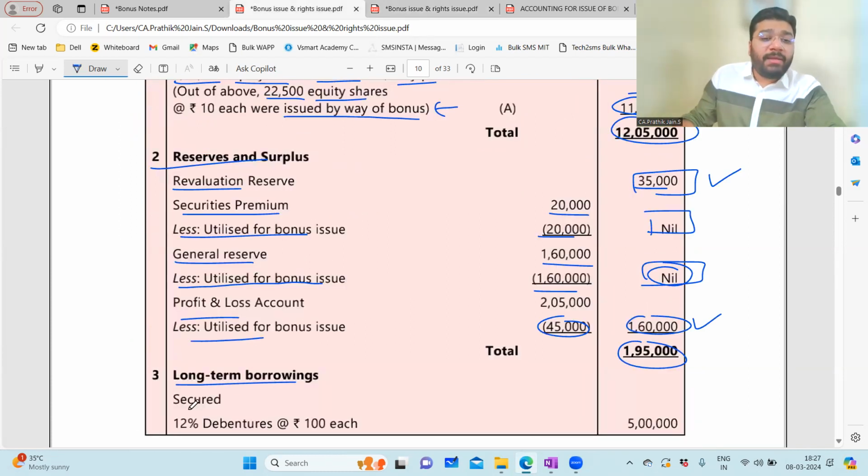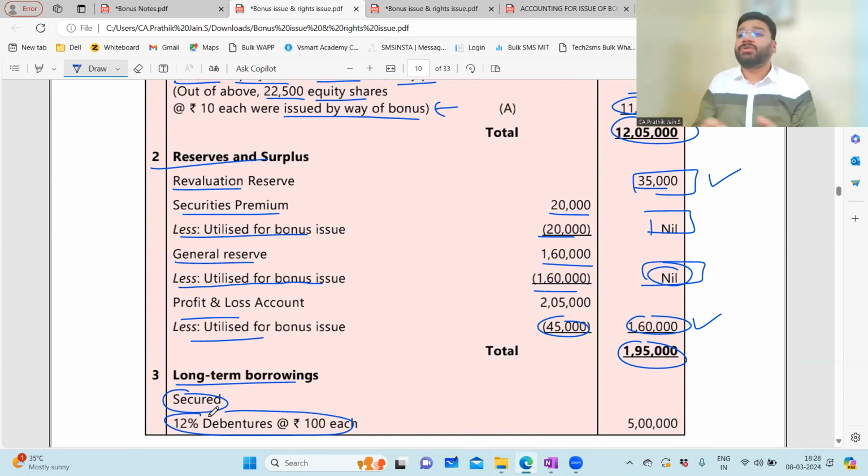So in long-term borrowing, under that the secured category. Secured debenture means what? This debenture is secured against assets of the company. This also we discussed: fixed charges and floating charges. Correct? Debenture secured by fixed charge. What is fixed charge? Fixed charge means what?